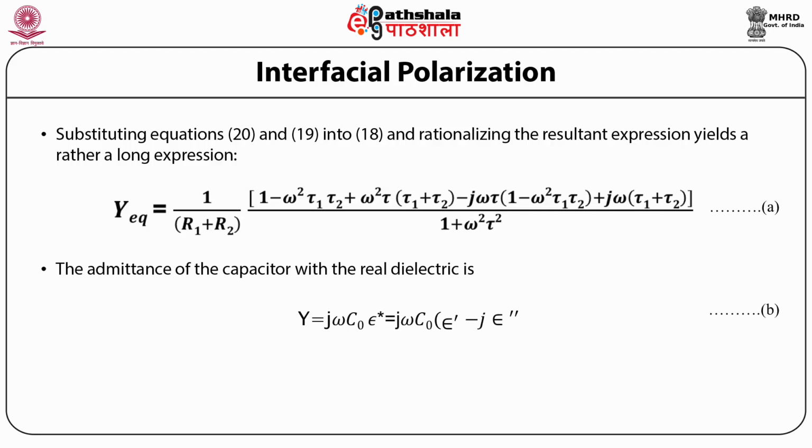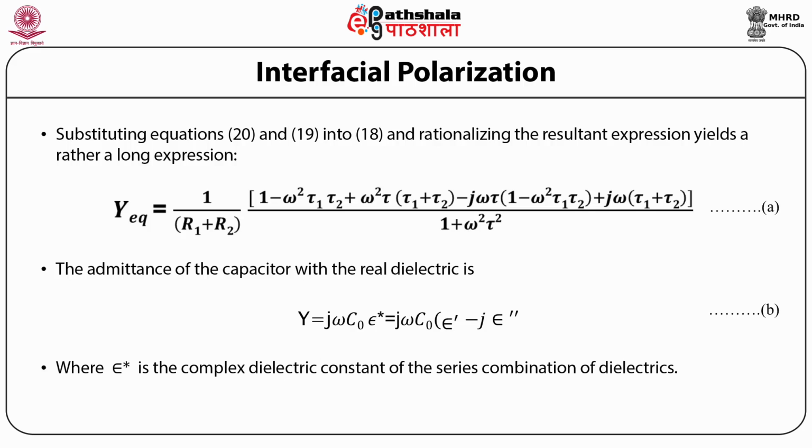The admittance of the capacitor with the real dielectric is Y is equal to j omega C0 epsilon star, which is equal to j omega C0 into epsilon prime minus j epsilon double prime, where epsilon star is the complex dielectric constant of the series combination of dielectrics.